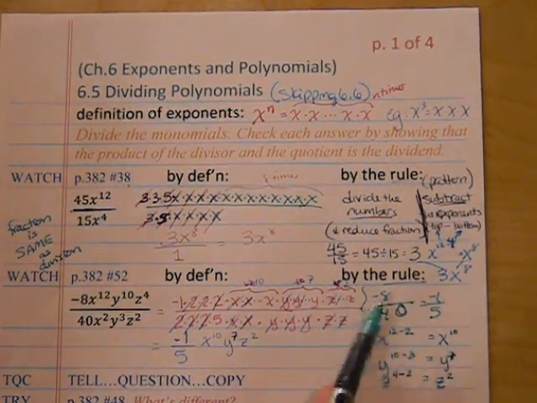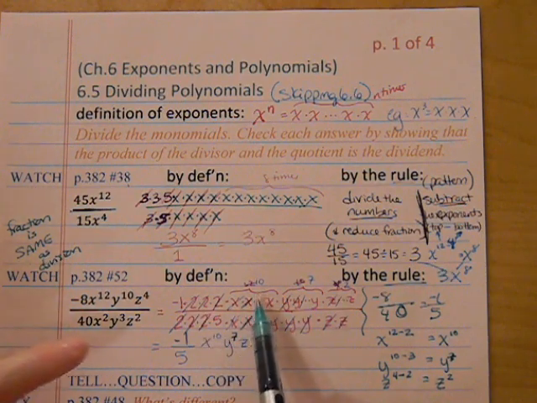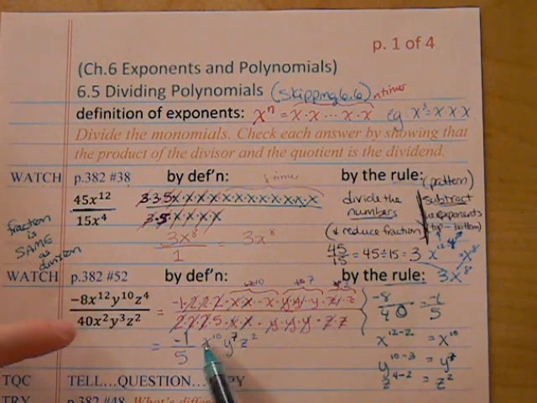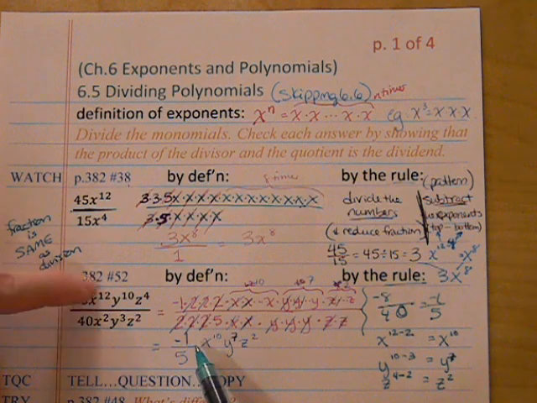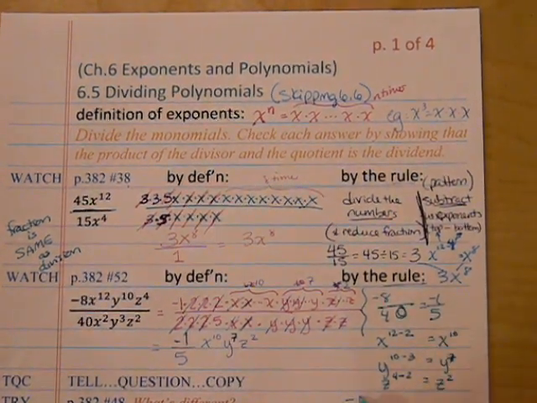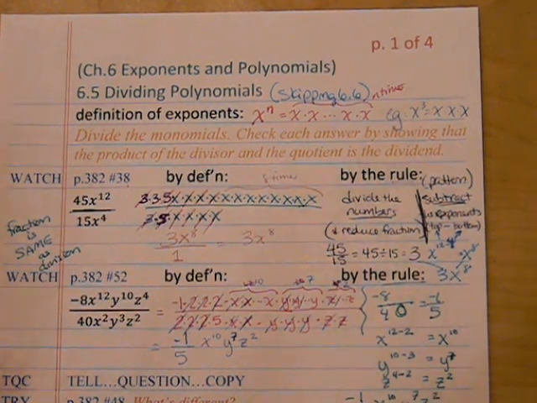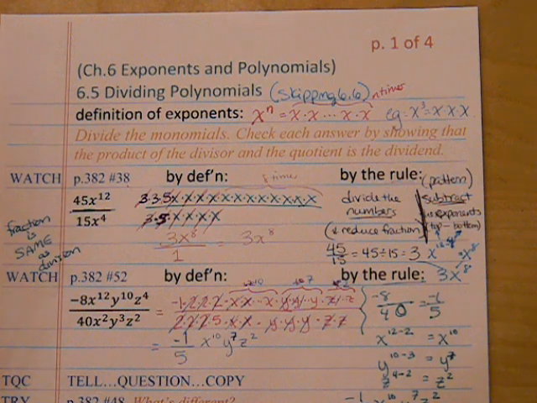If you ever forget the rule, though, you can always write it out by definition to remind yourself what it needs to be. You can see how the x's cancel. Left with x to the 10th. How did we get there? Well, it's 12 minus 2. So you can either do it by the rule or the pattern. Either way, you get negative 1/5, x to the 10th, y to the 7th, z to the 2nd. Now, the more you do of these problems, the better you will get at them. And we'll move on to the bottom of the page in the next video.